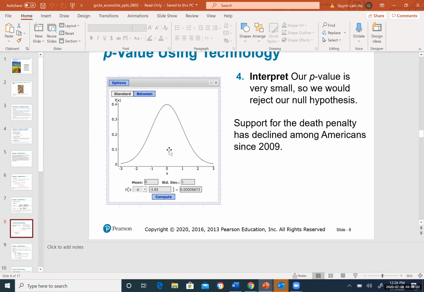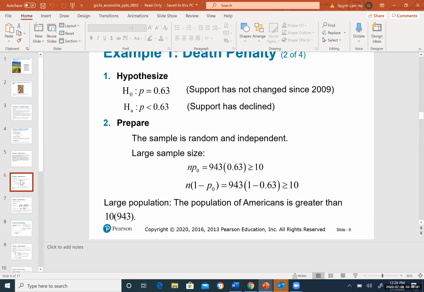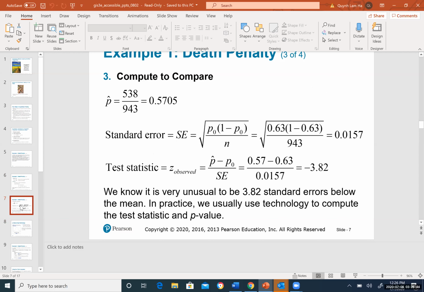You put the data in, and for x less than negative 3.82, you will get the p-value, or probability, of 0. Let me go back to the previous slide to see the data that we found right here. You found a negative value, 3.82. This number is supposed to be on the left side, far away from the 0, so we're talking about the left tail.